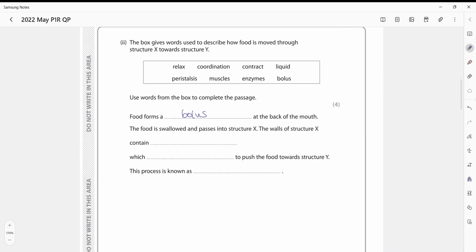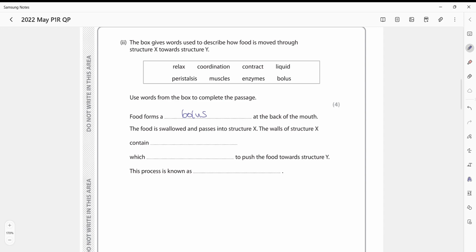So the walls of the esophagus, or the walls of structure X, contain something to push down the food towards Y. So this is referring to peristalsis. And peristalsis is a process in which muscles contract to push the food down, kind of like when we squeeze toothpaste out of its container.